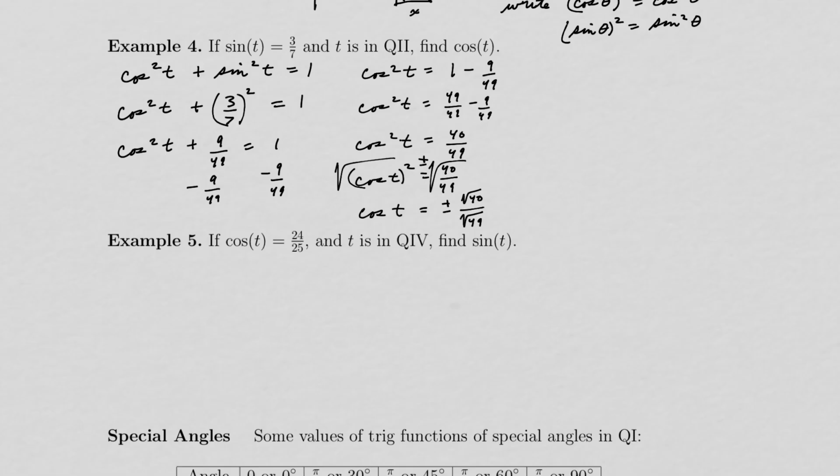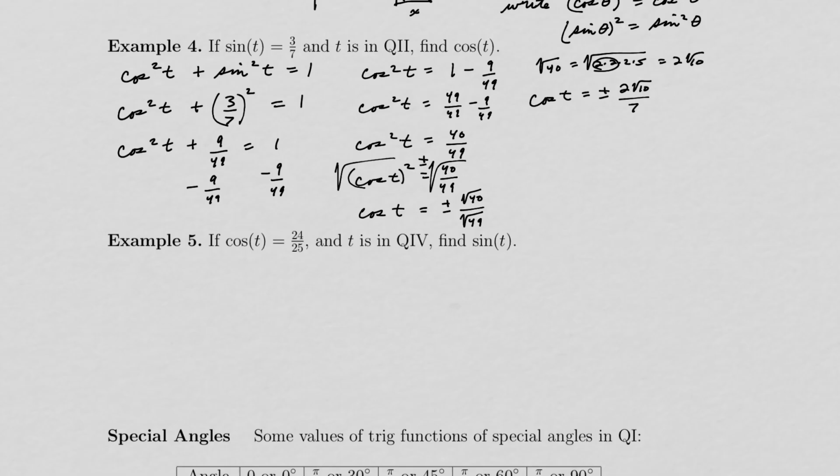And we can simplify that a little bit. Let's think about it this way. If I do the square root of 40 and find the prime factorization, you kind of do this in your head. This is 2 times 20, 2 times 10, 2 times 5. I can pull out a single 2, and I'm left with radical 10. And then the square root of 49 is exactly 7. So I have cosine of t equals plus or minus 2 radical 10 over 7.